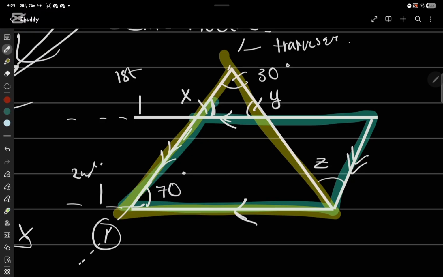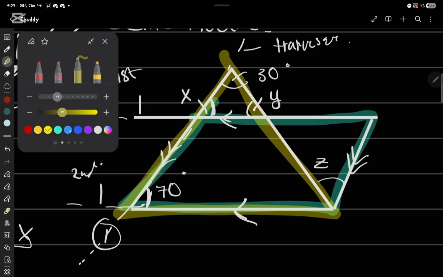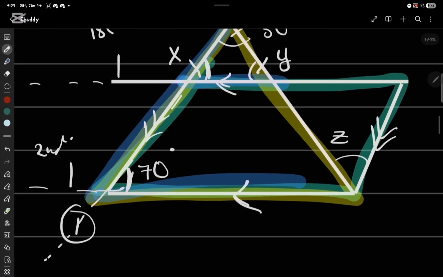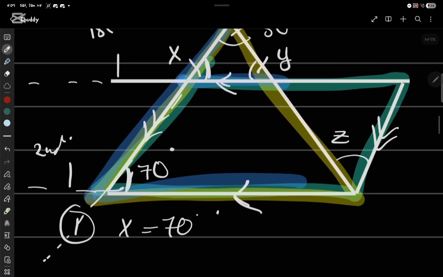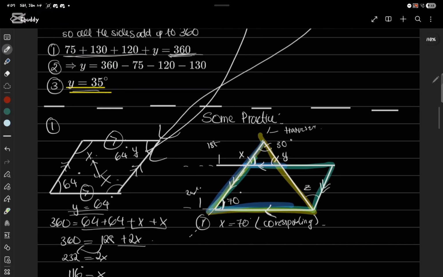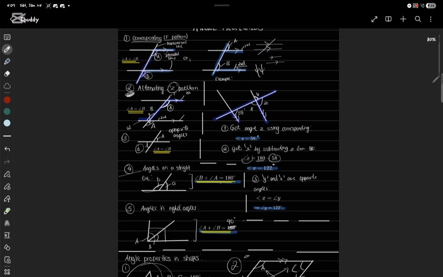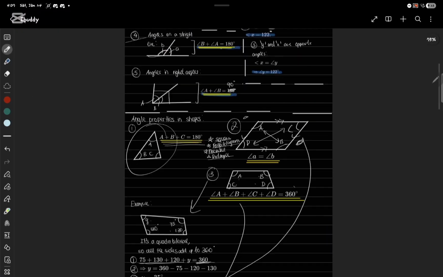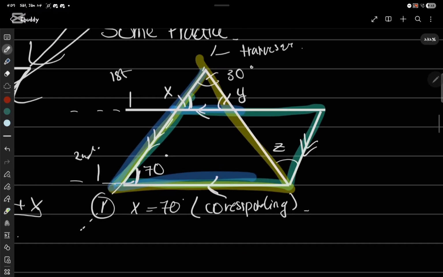And angle X is right here, and angle 70 is here. So as you guys see, you're probably familiar with this pattern. You see the corresponding angles, and you see that F pattern, right? So X would be 70 degrees, corresponding. You see here corresponding angles, F pattern, boom, boom. This has a similar diagram in shape like that.